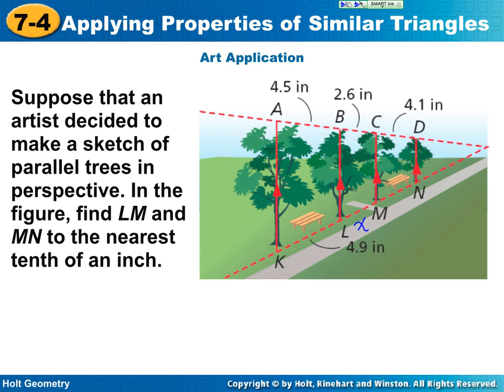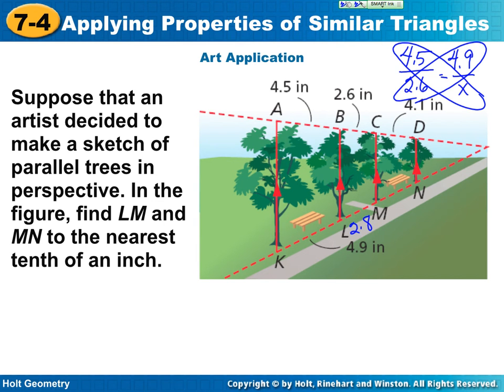And what's that come out to be? 4.5 over 2.6, 4.9 over X. What is X to the nearest 10th? Some of you are waiting for the rest of us. I need you to participate. Cross multiply. Any question what I set up to cross multiply? Megan, what'd you get? 2.8.